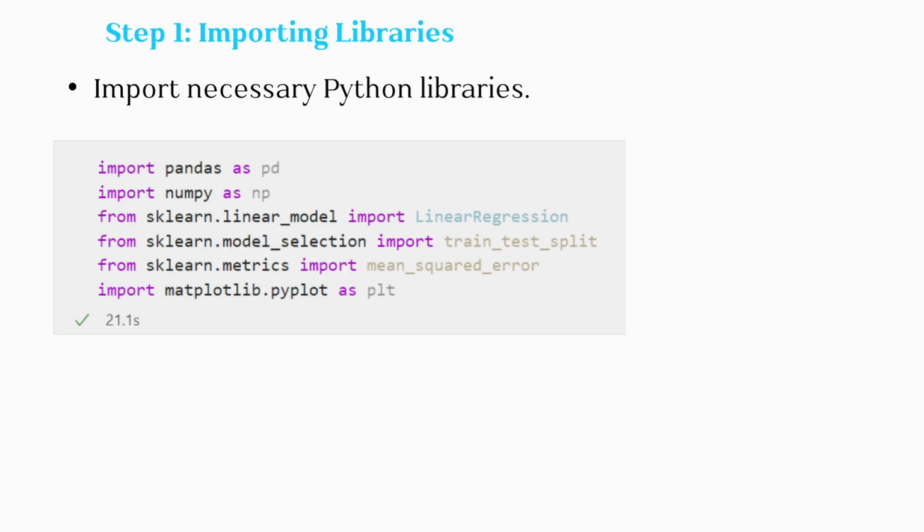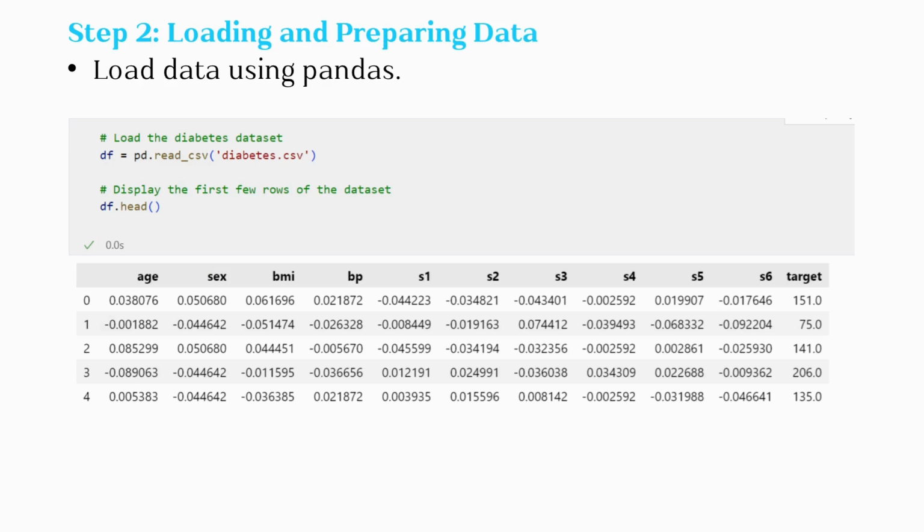Before we can build our linear regression model, we need data to work with. In this example, we're using the diabetes dataset, which is a commonly used dataset for regression tasks. The dataset contains several features related to health and lifestyle, and our goal is to predict a target variable, which is a measure related to diabetes progression.